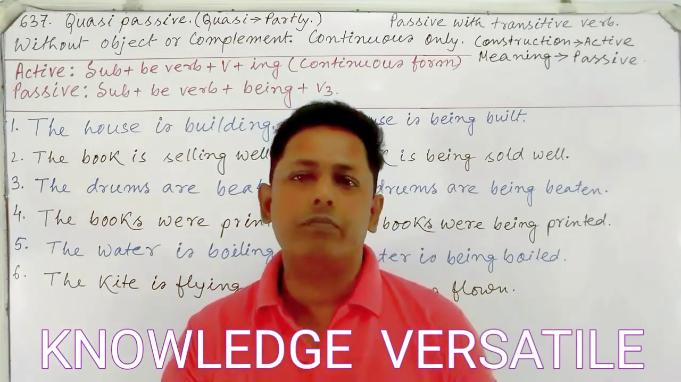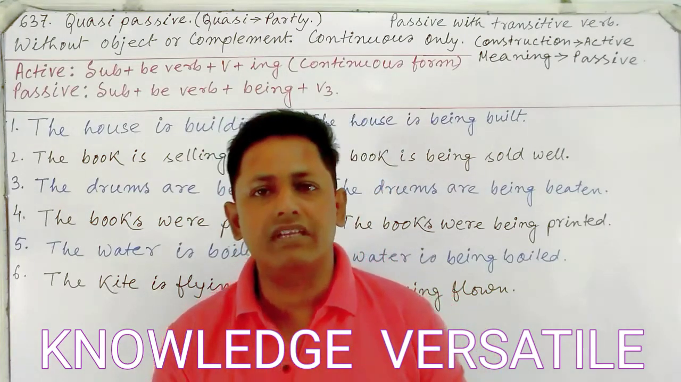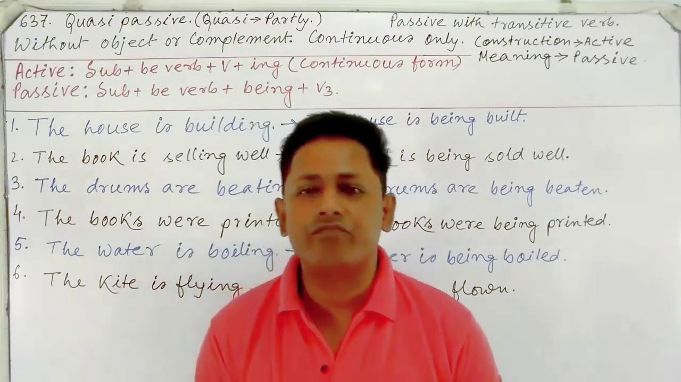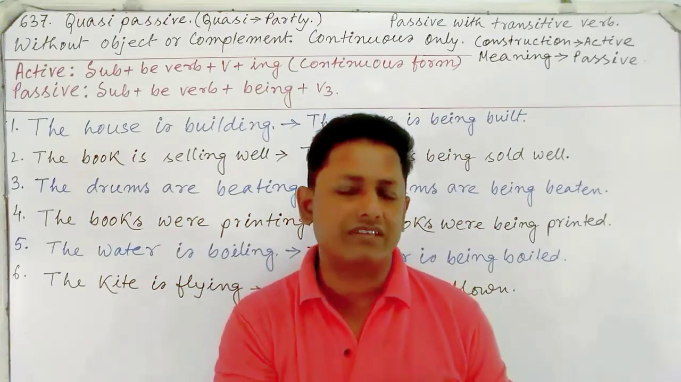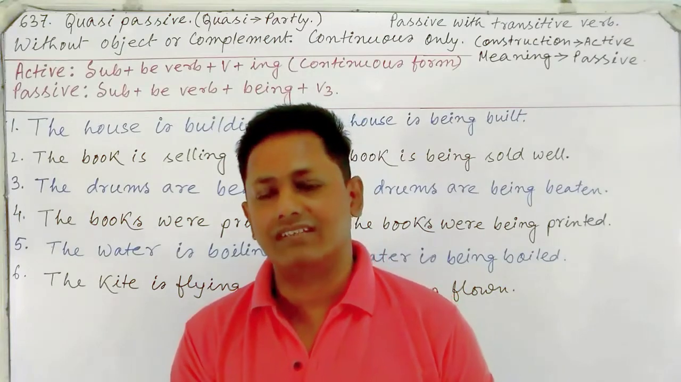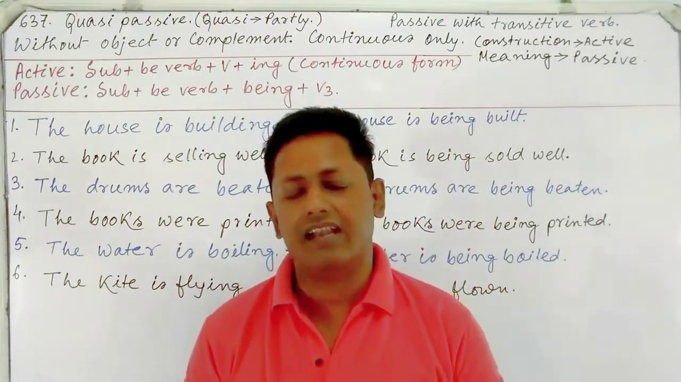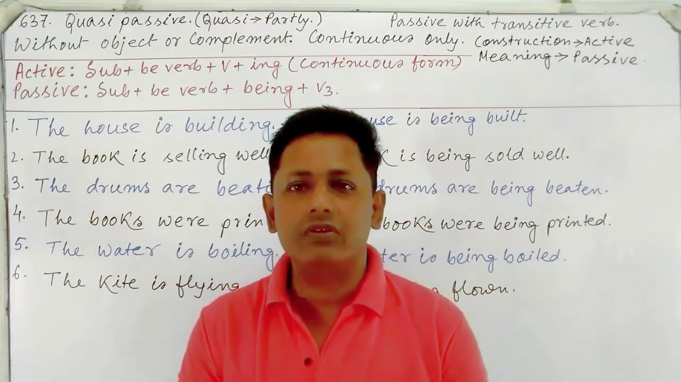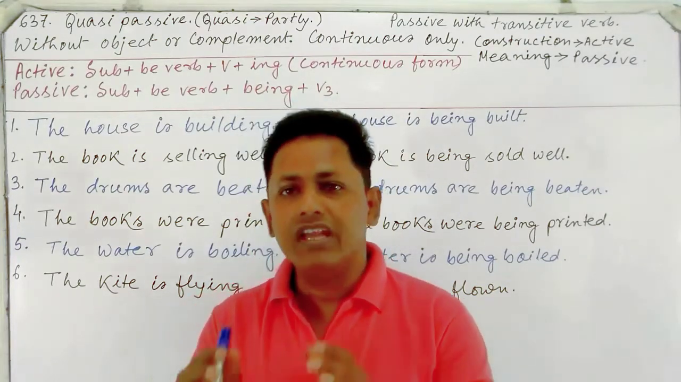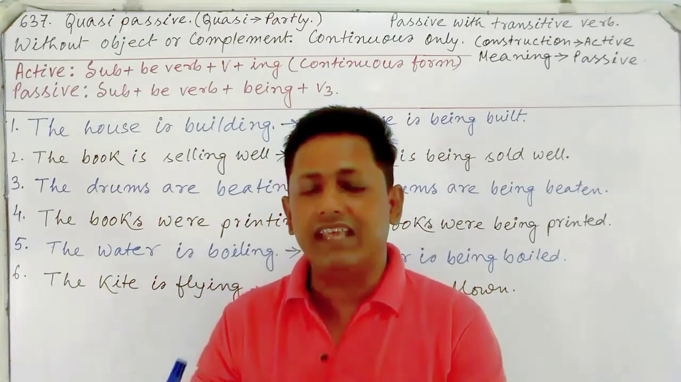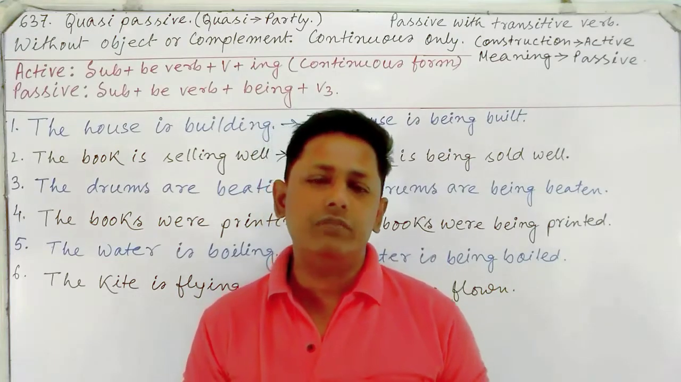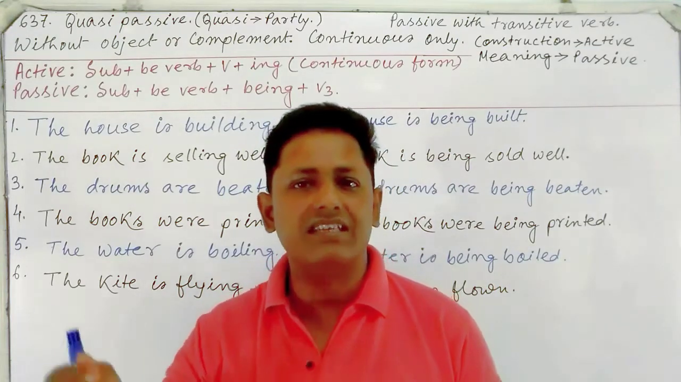Instead, we use a complement. And as a complement, we get an adjective or noun, such as: honey tastes sweet. Here, sweet is not an object. It is a complement and an adjective. But today, we are going to discuss quasi-passive with transitive verbs. Though we are using transitive verbs, they are not used in a transitive way. It means they will be used in an intransitive way.